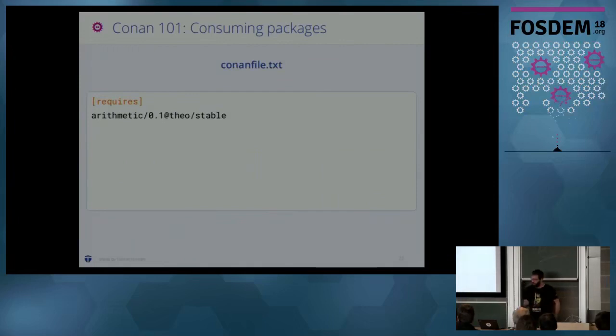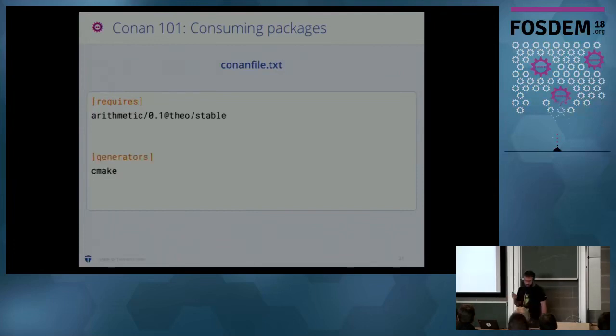So in our conanfile.txt, we have simply this requires section, and we have to put references to our packages. In Conan, references are composed of the name of the package, its version, and then a username and a channel. So the username is usually the author of the recipe, in this case me, and the channel can be compared to a Git branch. Like in Conan, by default, the stable channel is the master branch.